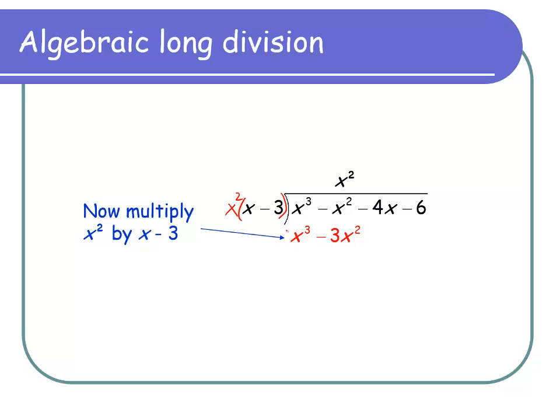And what we have to do is put this in a set of brackets and then subtract these terms from the terms above them. So x cubed minus x cubed will always equal 0, and negative x squared minus negative 3x squared, and this trips up a lot of people. When you're subtracting a negative sign, you're actually adding. So negative x squared plus 3x squared gives 2x squared.